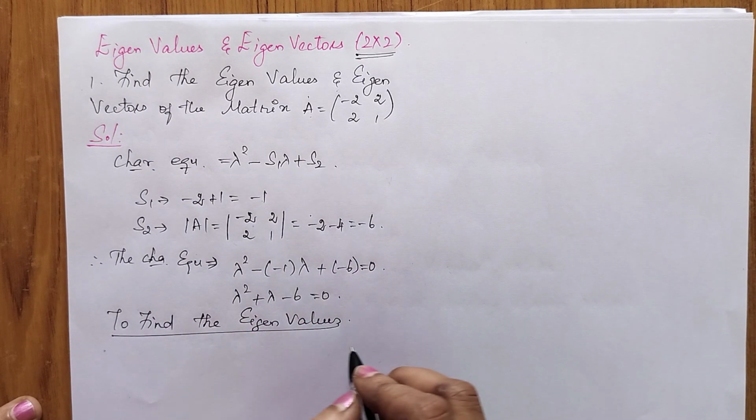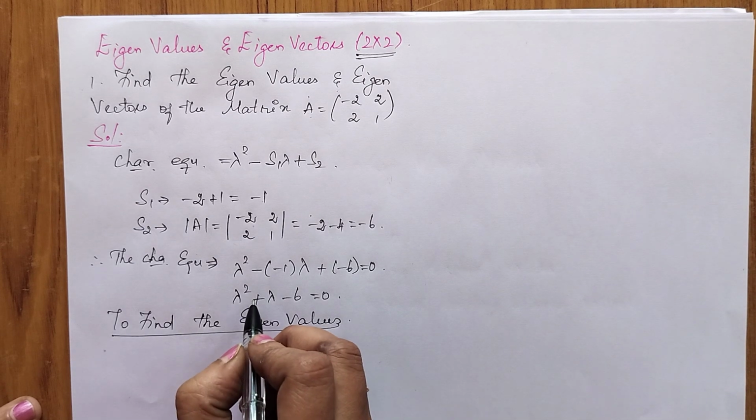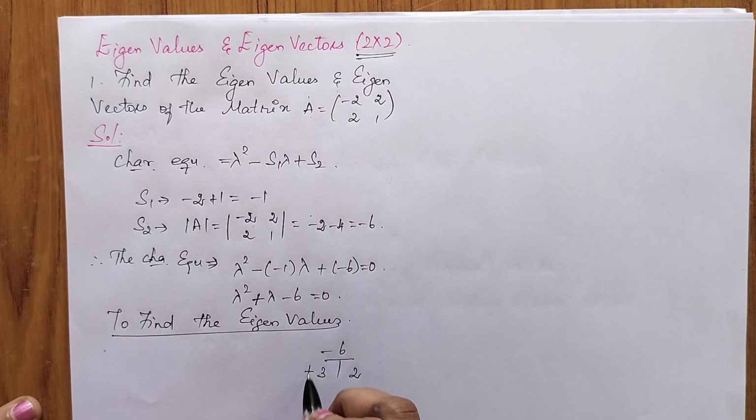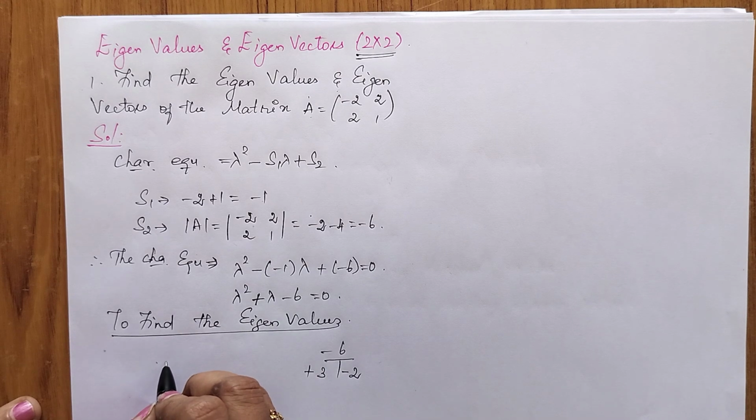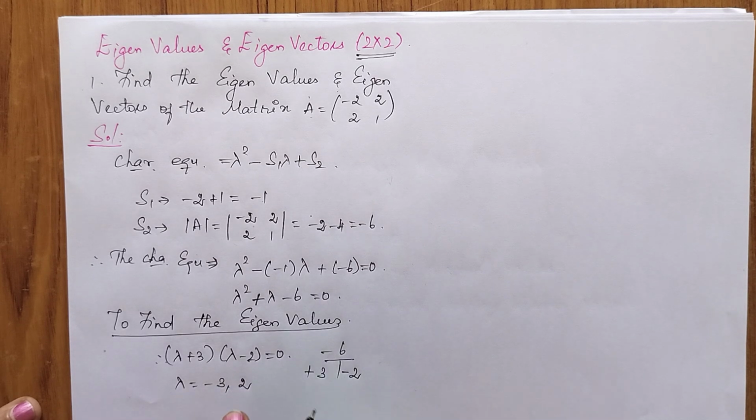Here this is minus 6. For minus 6, 3 twos are 6. Here we have plus, so put the plus symbol for the greater number. So plus 3 and minus 2. Therefore lambda plus 3 and lambda minus 2 equal to 0. So the eigenvalues are lambda equal to minus 3, 2. Now we have to find the eigenvectors.